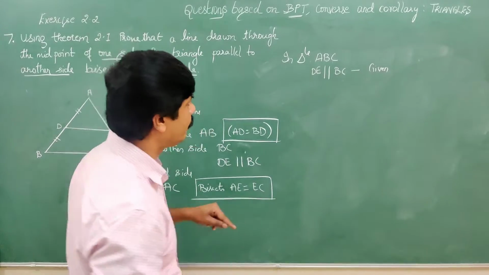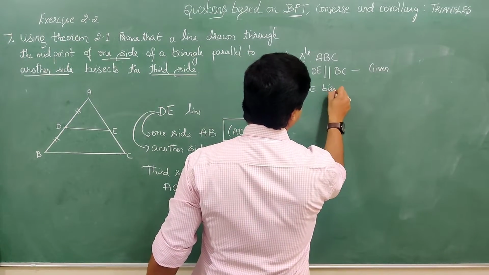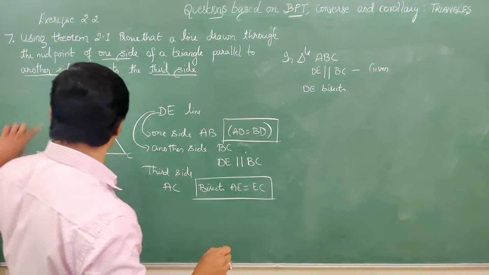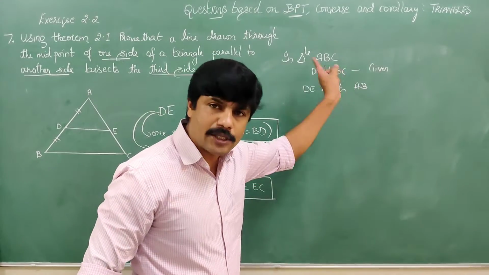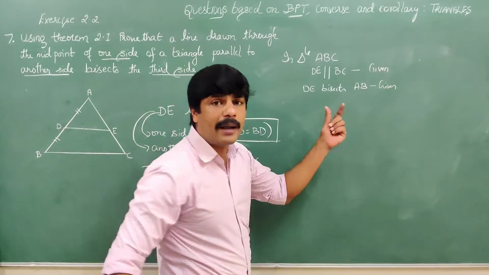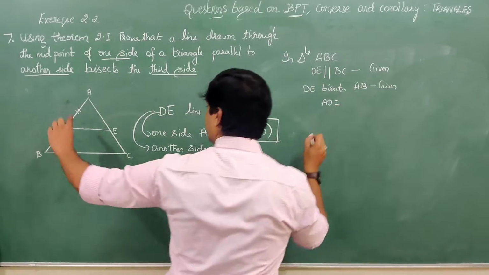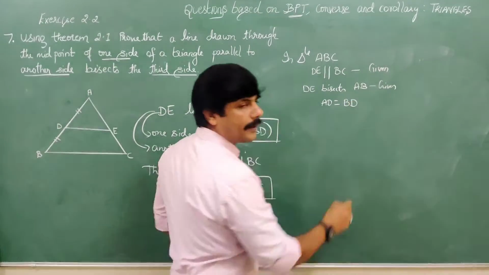And also, DE bisects AB. What do you mean by DE bisects? This is also given in the statement. The meaning of this is AD is equal to BD. AD is equal to BD.